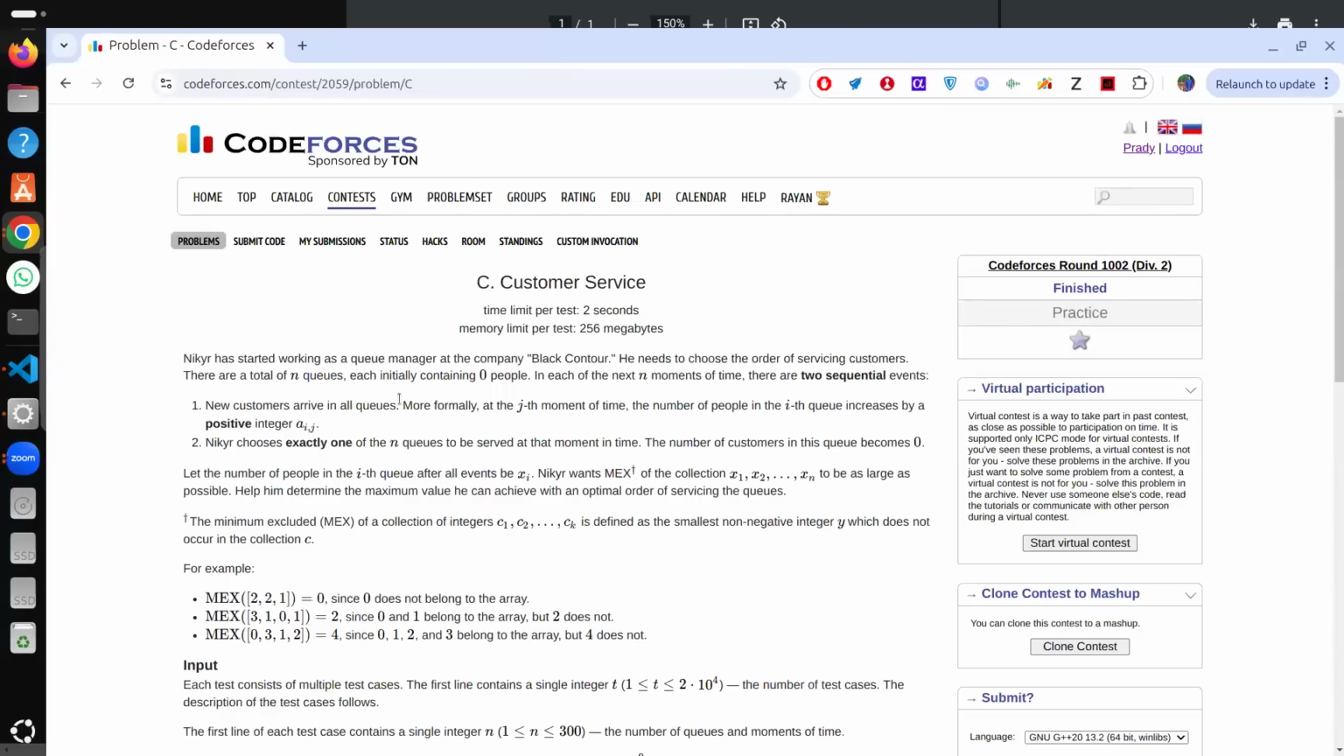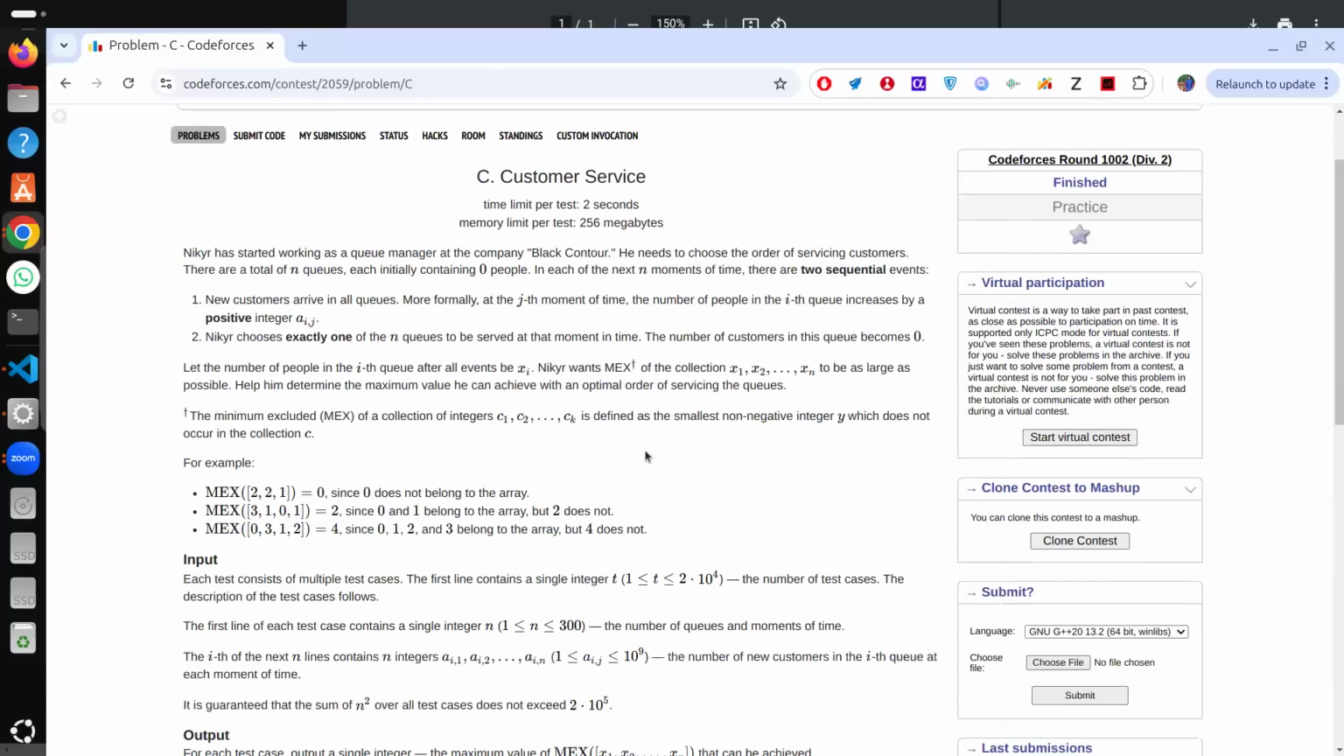New customers arrive in all queues. More formally, at the jth moment of time, the number of people in the ith queue increases by a value of aij, a positive integer. Nika chooses exactly one of the n queues to be served at that moment in time. The number of customers in this queue becomes 0. So when Nika chooses to serve the queue, the number of customers becomes 0 in that queue. And at each moment in time, some elements will be added to the queue.